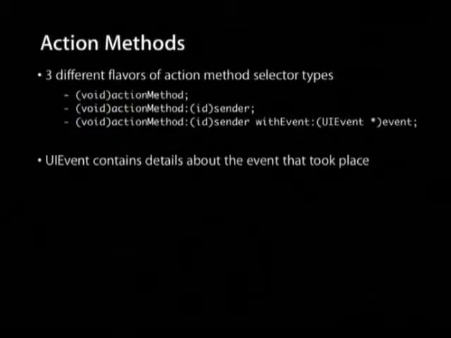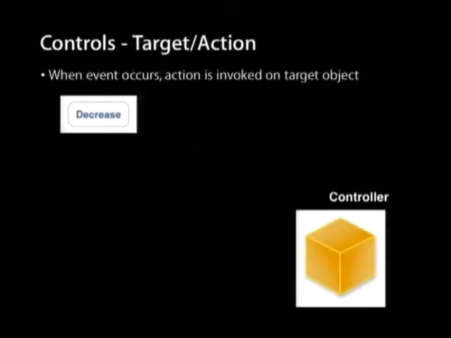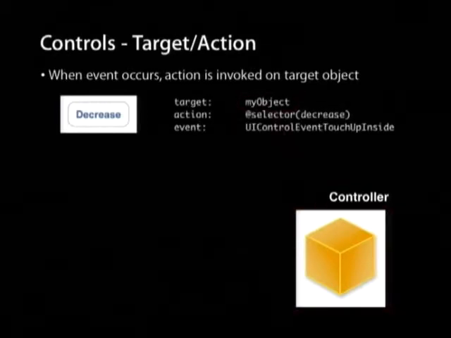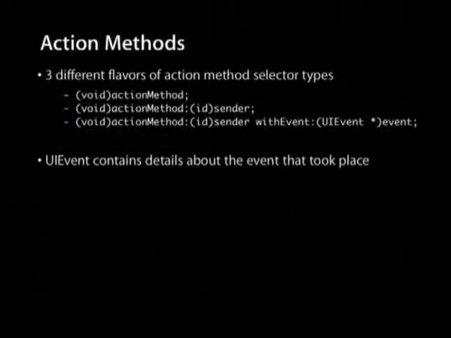Now, there are 3 different types of action methods that you can implement. Each is dealt with the same way, but they can get different amounts of information. The first is a method that doesn't receive any information about what happened. So when I say decrease, I don't need to know anything else. I'm just being told to decrease. It's a single button event. So the first one doesn't take any arguments.